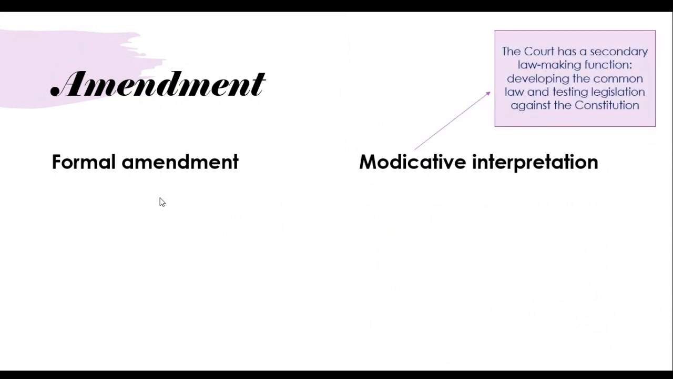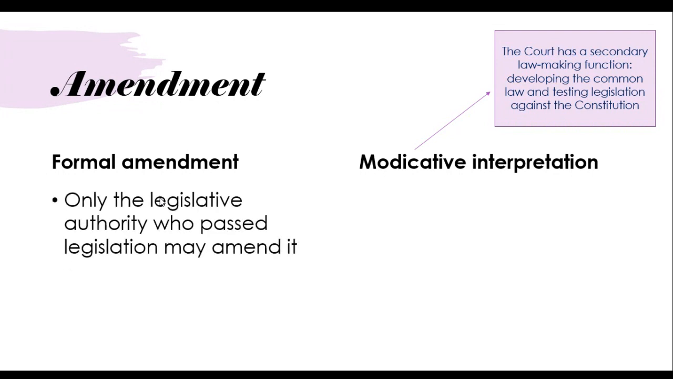There are two kinds of amendment: formal amendment and modificative interpretation. Modificative interpretation is done by the courts. So despite the fact that we have separation of powers and the court has a judicial function, the court also has a secondary lawmaking function. And it is required by the Constitution to develop the common law to make sure that it's in line with the Constitution. And it also has a function where it tests legislation against the Constitution. And in the performance of that duty, the court performs a secondary lawmaking function.